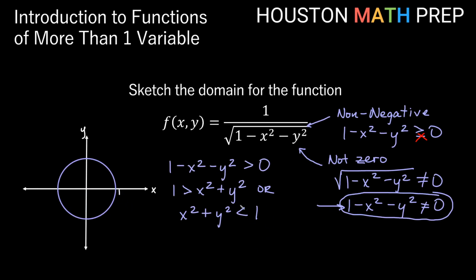Now again, going back to this inequality, you'll notice we don't have an equal bar there, so actually being on the circle is not what we want.